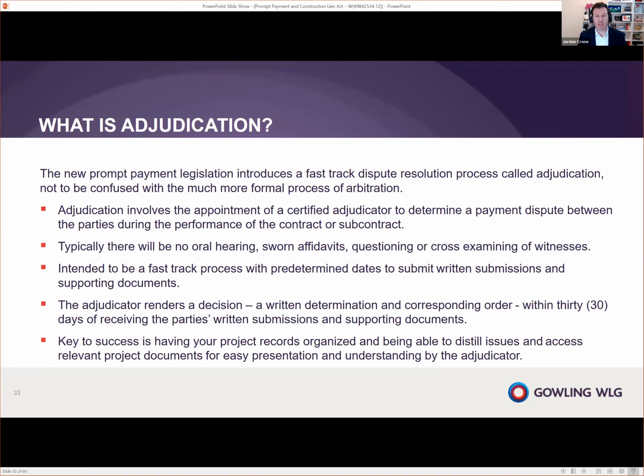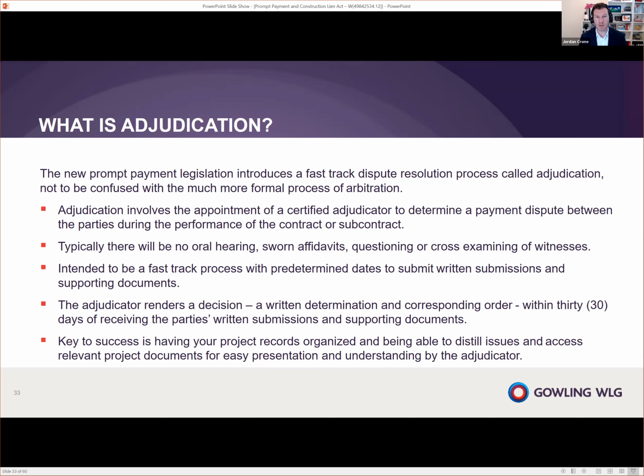Now, adjudication is a new concept as part of this legislation, and it really is this new sort of fast-track dispute resolution process. This is not to be confused with arbitration. This is adjudication. They're different. So adjudication is going to involve the appointment of a certified adjudicator, and they're going to hear a payment dispute between the parties during the performance of the contract.